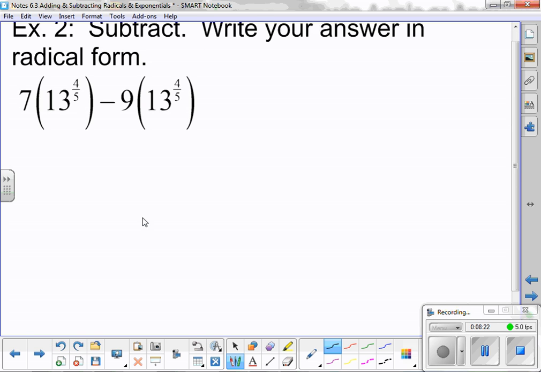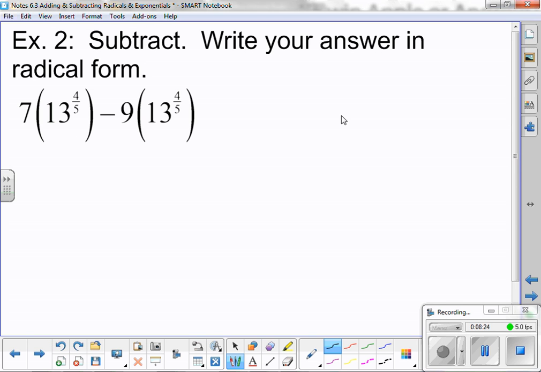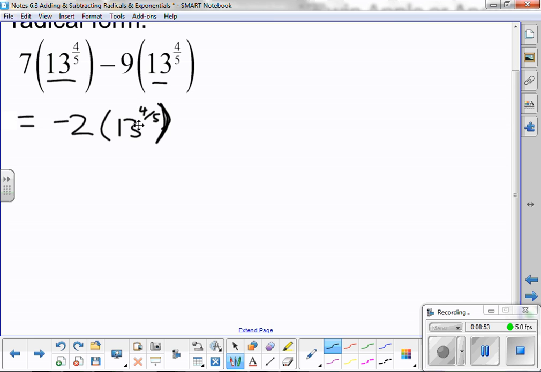So let's try this one. This one, so write your answer in radical form. So your choice here is either put in radical form right away, or since I already can see that they're the same, I can go ahead and combine my like terms. So 7 minus 9 is a negative 2 times 13 to the 4/5. So like I said, you can either think about that being like terms, or you can think of factoring out 13 to the 4/5 to the front, and then 7 minus 9 is a negative 2. But it has to be in radical form.